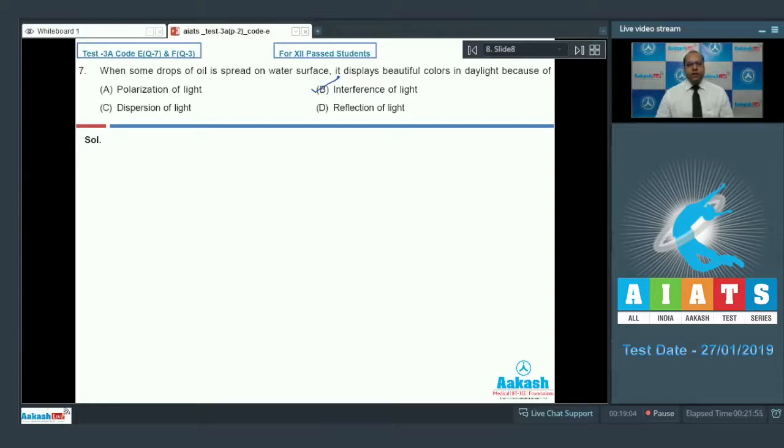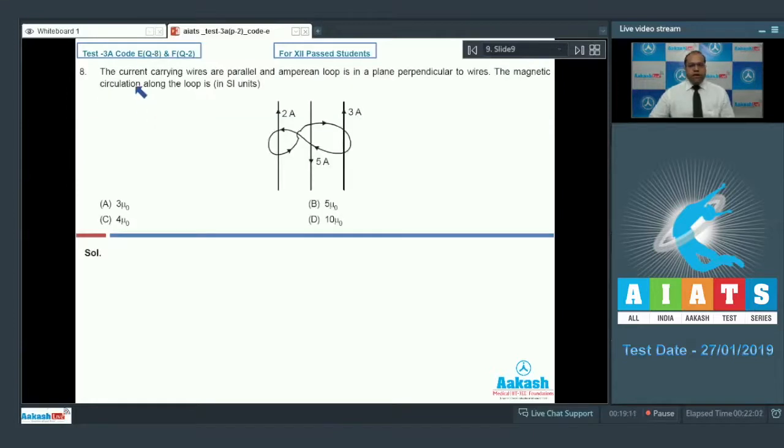Let's move to question number 8. In question number 8, the current carrying wires are parallel and the Ampere loop is in a plane perpendicular to the wires. The magnetic circulation along the loop is in SI units. From Ampere's circuital law, we know that the line integration of B dot dl is equal to mu naught into the summation of I, that is the current enclosed. The direction of positive current is determined by the right hand rule. If I curve the fingers of my right hand in the direction of the loop, then the thumb represents the direction of the positive current.